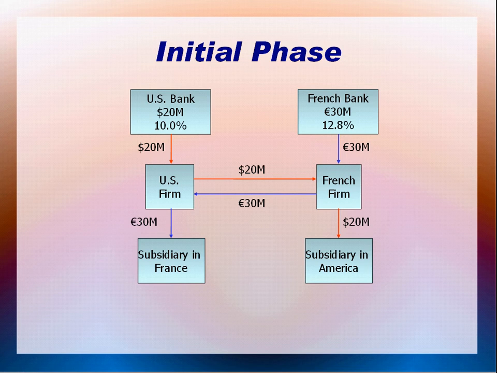Likewise, the French firm borrows 30 million euros from a French bank at 12.8 million. And you can see using the blue line the flow of the 30 million euros flowing from the French firm to its counterpart, the U.S., and the U.S. flows it to the subsidiary they have in France.